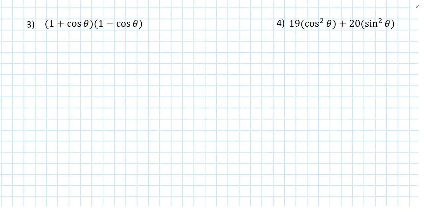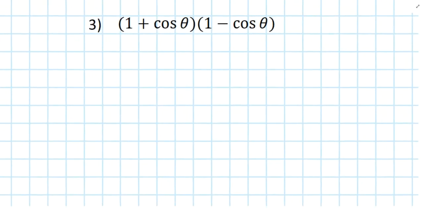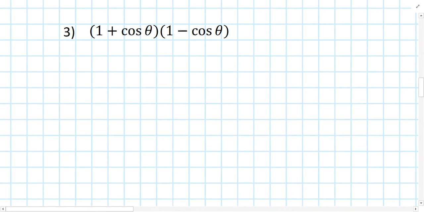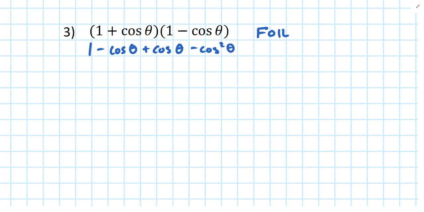I'm going to run through these last two examples a bit more quickly here and with a little bit less commentary. For number 3, I'm simply going to FOIL this pair of expressions. So after foiling, I get a result that looks like this, and the two middle terms will cancel themselves out. So after we combine like terms, we're left with 1 minus cosine squared.